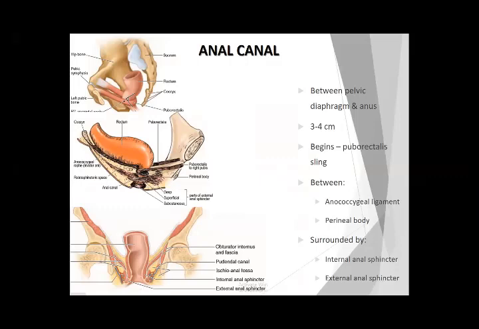Okay, now, do we have any questions? Any questions, beta, as far as the perineum is concerned? No questions? Okay, fine.